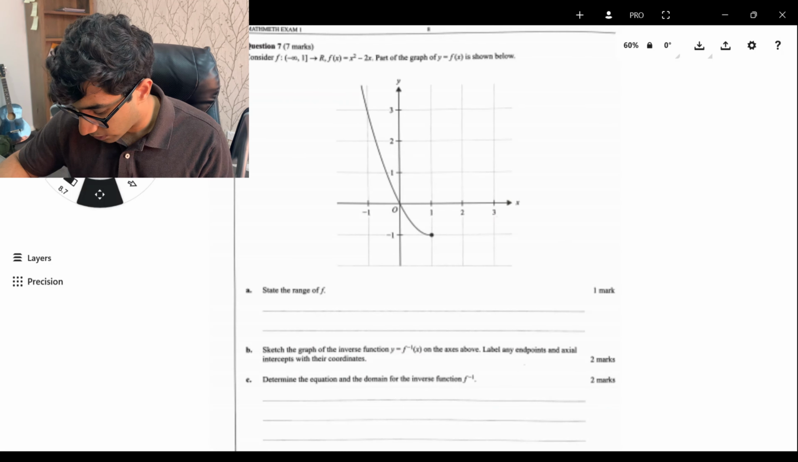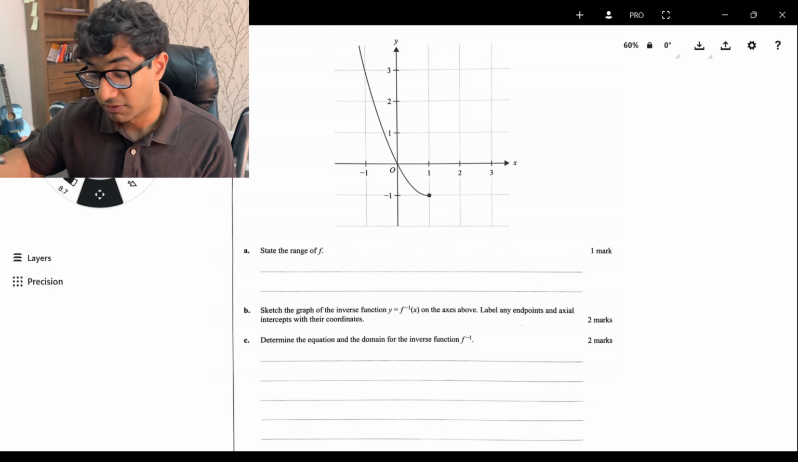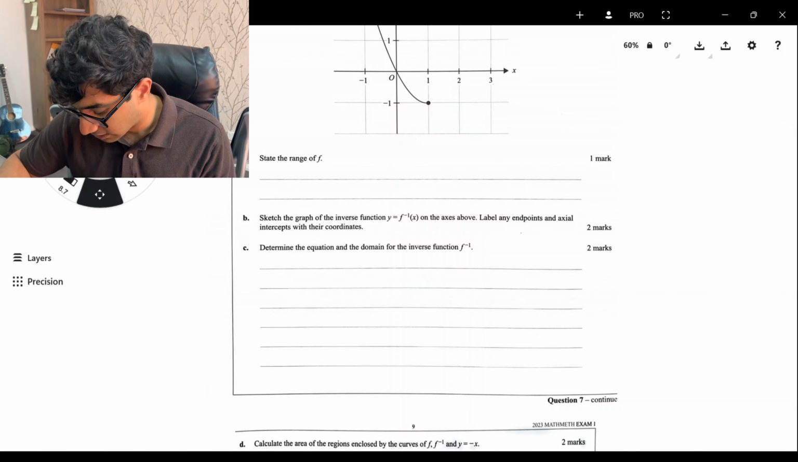Question 7, state the range, that's easy. You just look at the y values. Sketch the graph of the inverse function, just reflect it. Part c, determine the equation and the domain.